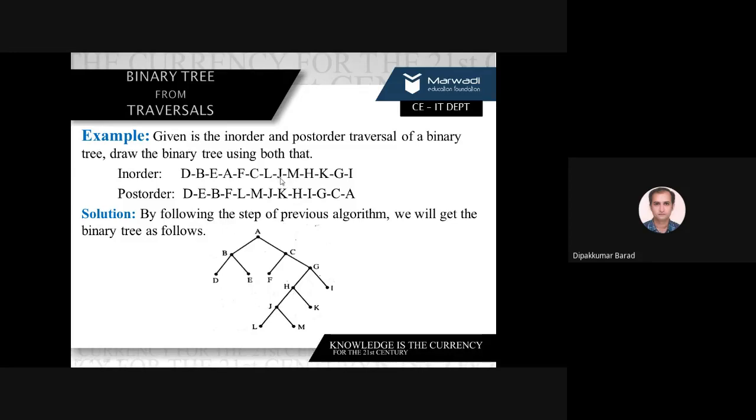Now again you have to look at J. On the left side we have L and on the right side M. So the left child of J is L and the right child of J is M. Okay. So in this manner you can find the binary tree from the in-order and post order if they are given.